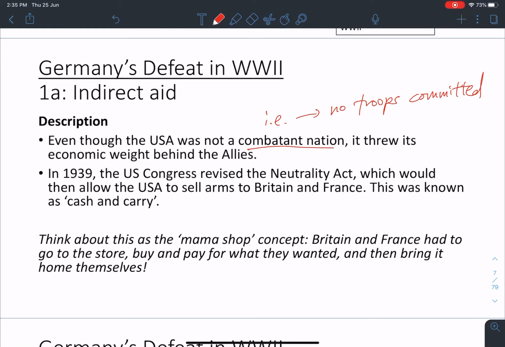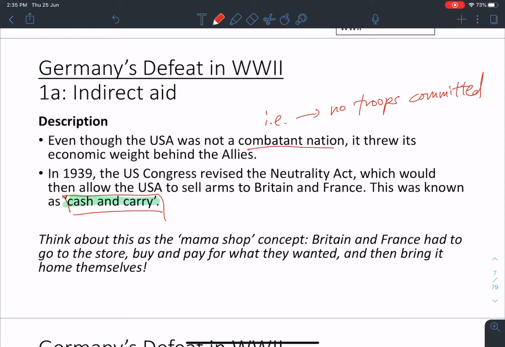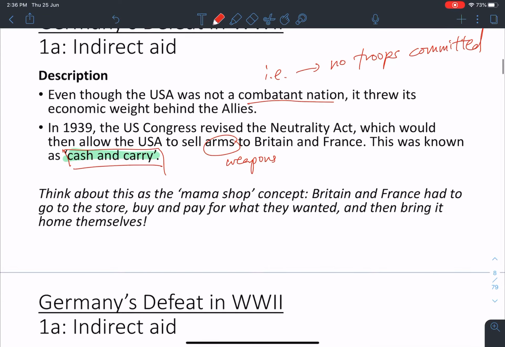So the example is cash and carry. Please read your textbook about this. They started to sell weapons. When we say arms, not your literal arms, of course, we're talking about weapons. So why does this contribute to the end of the war? Very simple, because now Britain and France have somebody channeling resources to them.